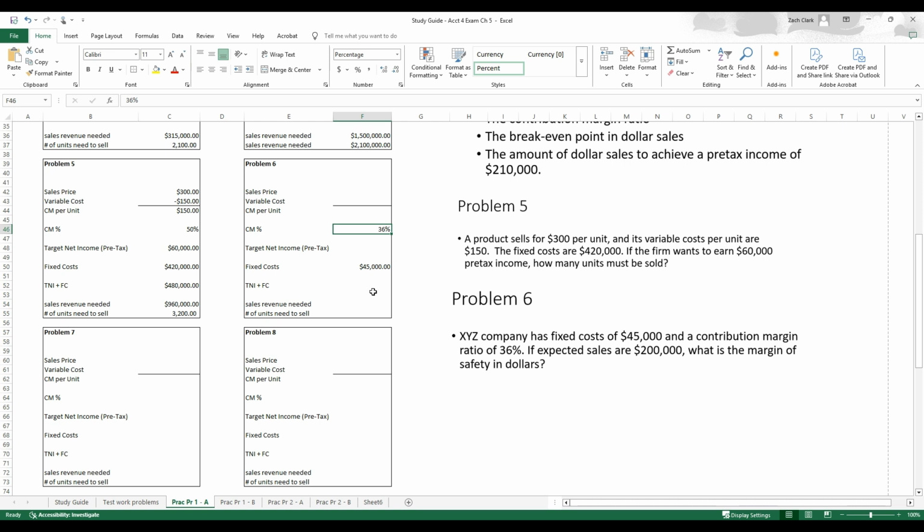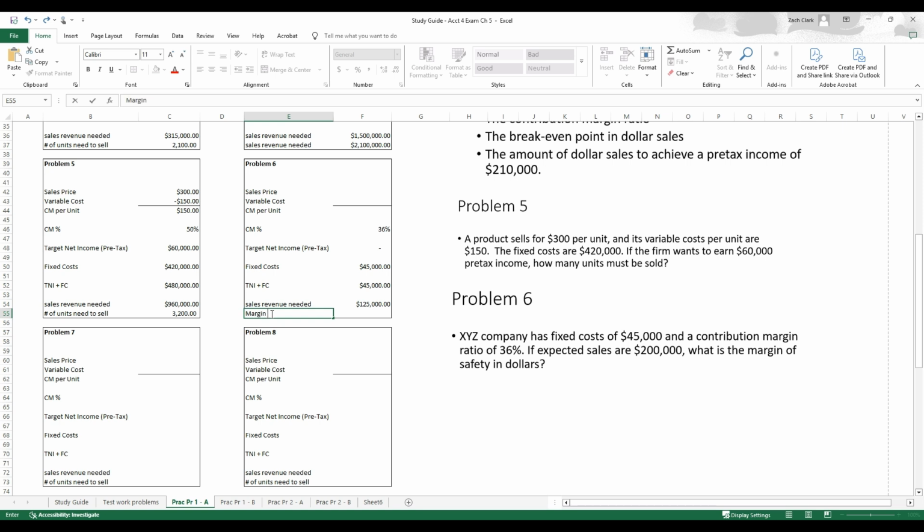To figure out our margin of safety, we want to figure out how much we are above our break-even point. Basically, that's our margin of safety. So to find our break-even point, we can target $0 net income. We know what our fixed costs are, so really we're just looking at fixed costs. To do a break-even point analysis, we take our fixed costs divided by our contribution margin ratio percent. That gets us 125,000.